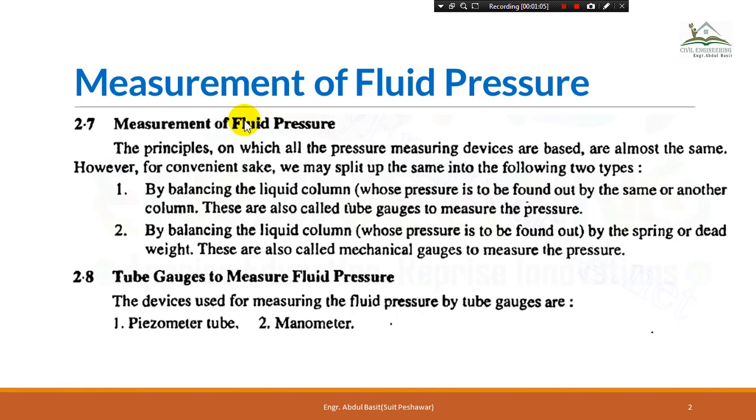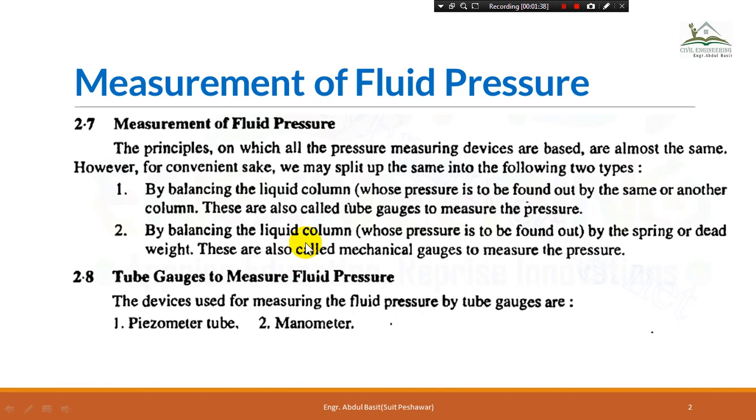There are different devices used for the purpose. First of all we have the piezometer, and then we have the manometer. In the manometer we have 4 different types that are used for the same purpose. The phenomenon these devices use to determine the pressure in a pipe is the balancing of the liquid columns. These devices will determine the gauge pressure in a pipe.